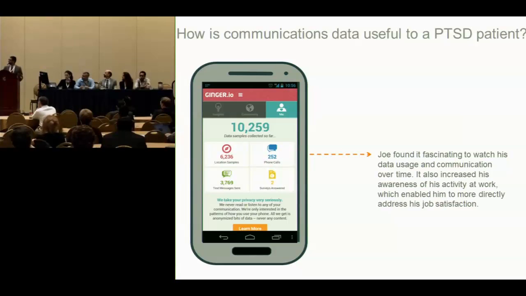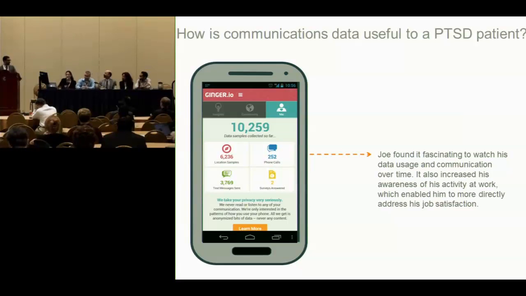But our goal is really, without placing a lot of burden on the patient, collecting that data and then feeding it back as a red, yellow, green light to patients. So in this case, it's maybe a screenshot of my mobile app, but very quickly collecting a lot of statistics about my communication and my mobility data. Yeah, Julia, can you talk about why communication is important for a PTSD patient?